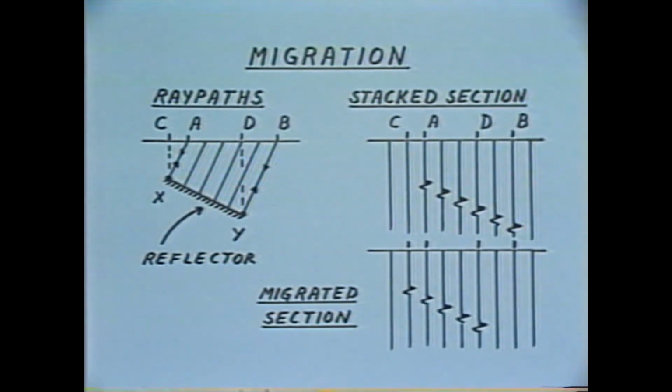So these are the main processes then that are used to geometrically correct the seismic data as we record it to produce a stacked seismic section which is a pictorial representation of the geologic structures in the earth below the seismic line.